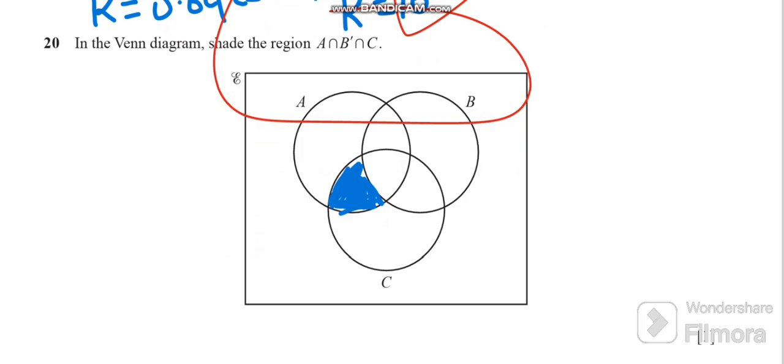Question 20 states, in the Venn diagram, shade the region A and C except B, which means that the shade should be between A and C, but it should exclude B. So the whole circle of B is excluded, with only the part of A and C that is being shared together, which is this one, and this will be shaded.